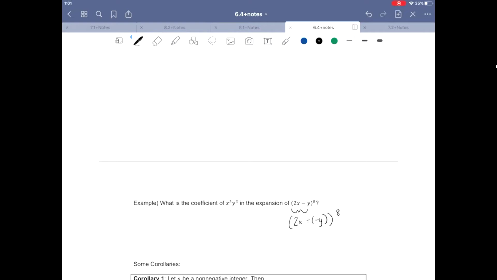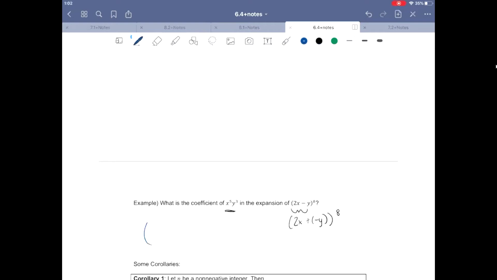That 2 is also coming into play, because if you mentally think about multiplying 8 of these out, which you definitely don't want to do, every time you do a 2x times another 2x, it's changing. So this is still going to work the same way. I'm looking at x to the fifth, y to the third.